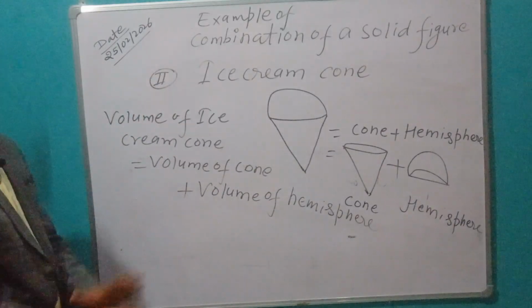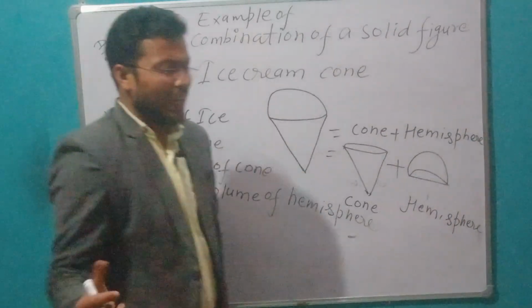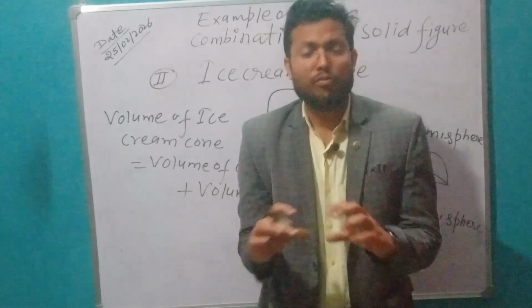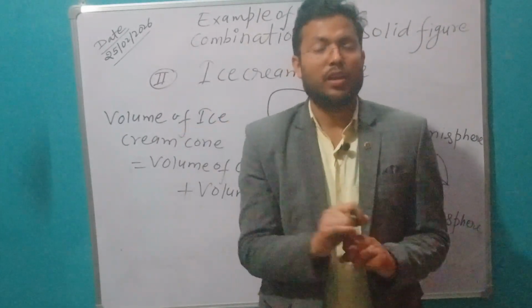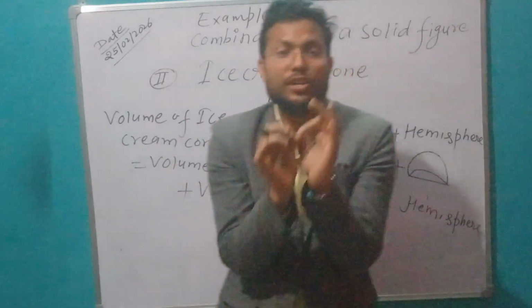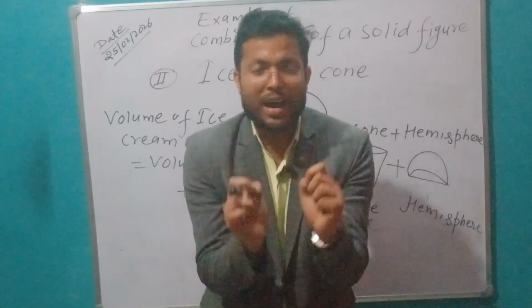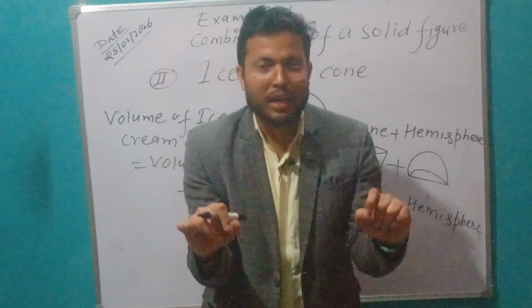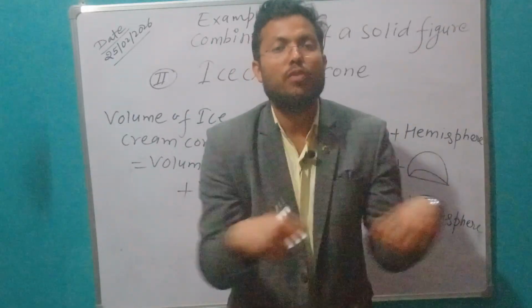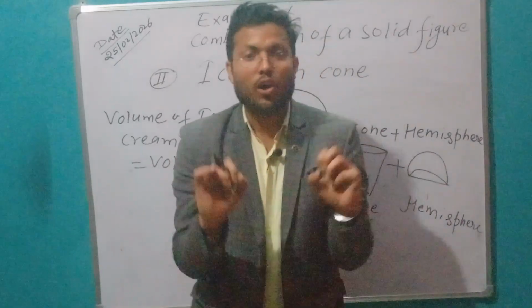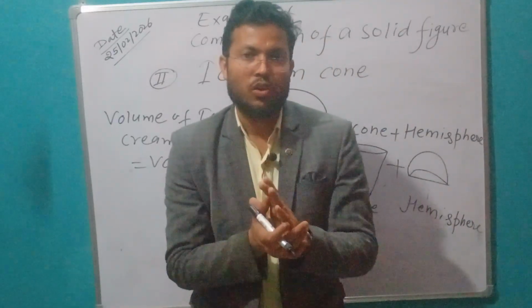So in any combination of solid figures, how to find the volume? First of all, you find which basic solid figures it is made up of. Find the individual volume of each basic solid figure, after that you add all the volumes, then you get the desired volume of the solid figure.